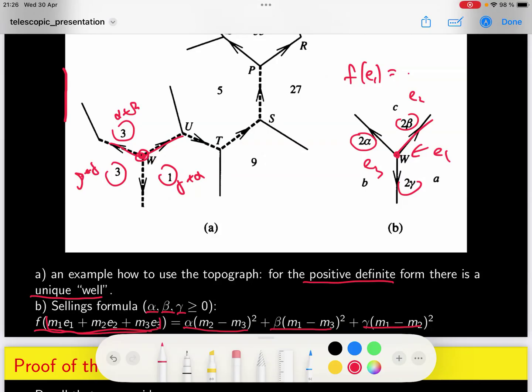Okay, any questions about topographs? Because I finished. So I heard the term river. So what is the river in this picture? Here there is no river.